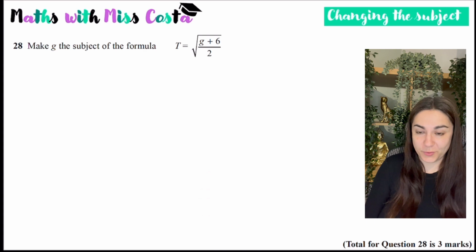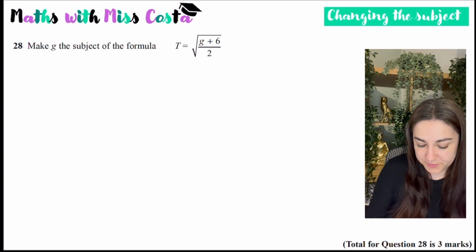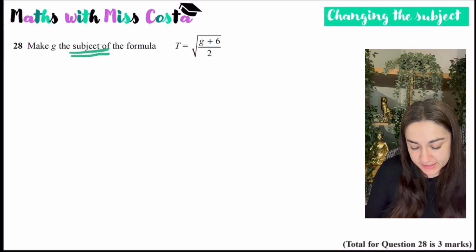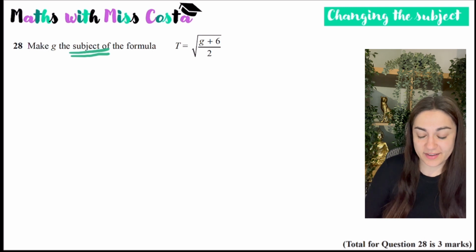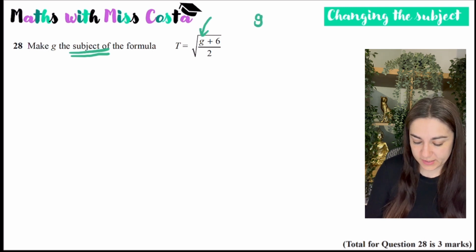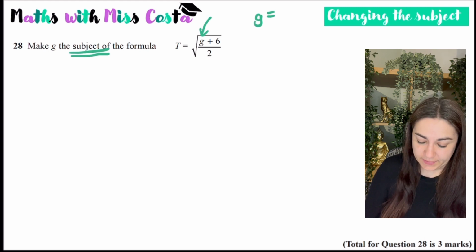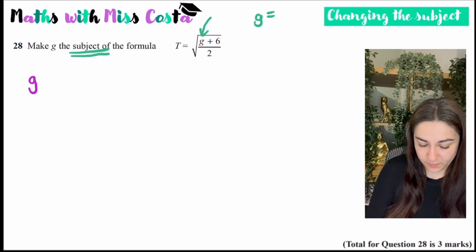And now for the final question, I'm asked to make G the subject of the formula. So when something is being made the subject of a formula, it means you're rearranging it, moving things from one side to the other to get it in the form G equals. So again, you could use a function machine to help you figure out what you need to do first. And I would actually probably recommend that because this is a slightly complicated one.